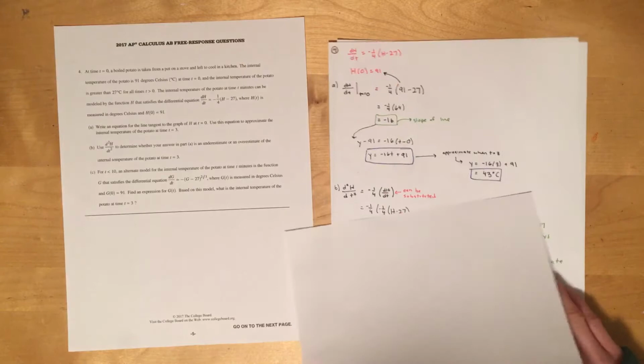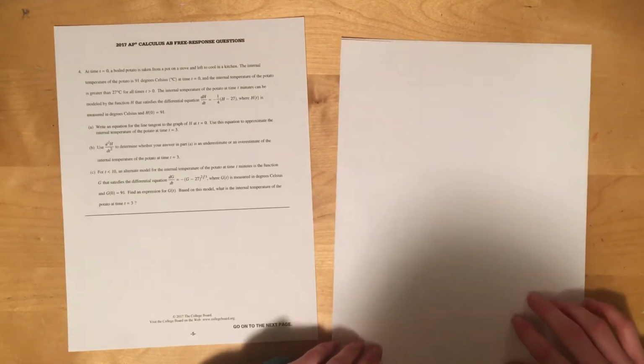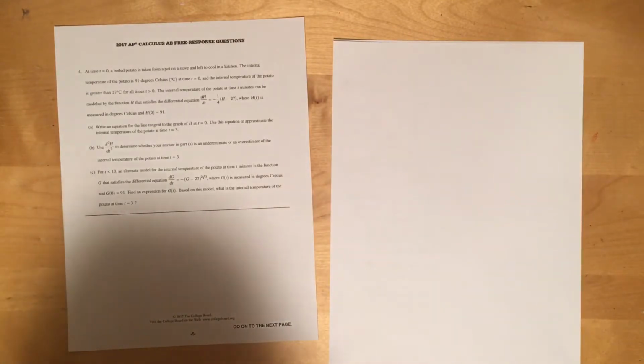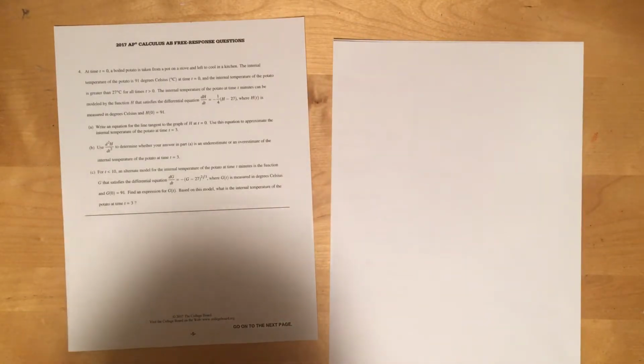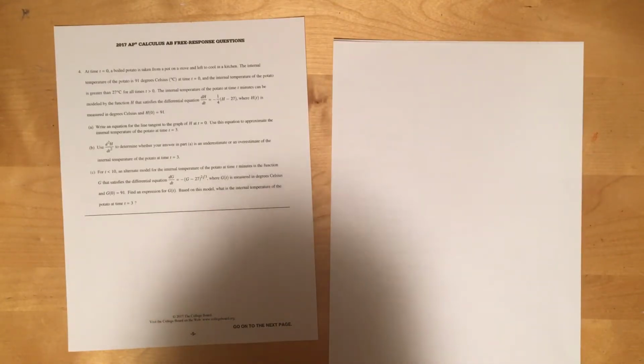Alright, so now we're going to move on to C. C is arguably the hardest problem, and it's the majority of the points of the entire question. So C states, for t less than 0, an alternate model for the internal temperature of the potato at time t minutes is the function g that satisfies the differential equation dg over dt equals negative (g minus 27) to the 2/3, where g of t is measured in degrees Celsius and g of 0 is 91. Find an expression for g of t. Based on this model, what is the internal temperature of the potato at time t equals 3?